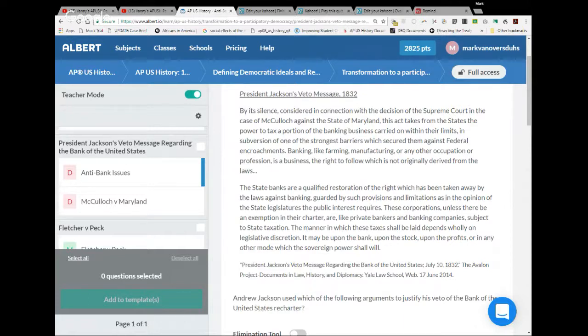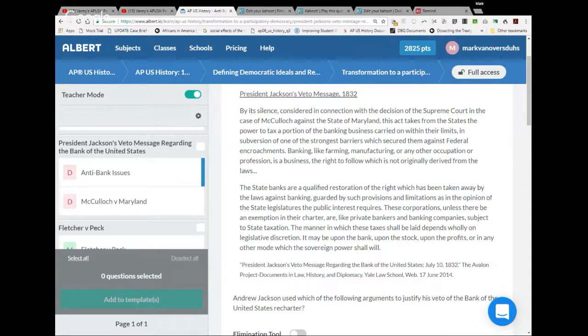These corporations, unless there be an exemption in their charter, are, like private bankers and banking companies, subject to state taxation. The manner in which these taxes shall be laid depends wholly on legislative discretion. It may be upon the bank, upon the stock, upon the profits, or in any other mode which the sovereign power shall will.